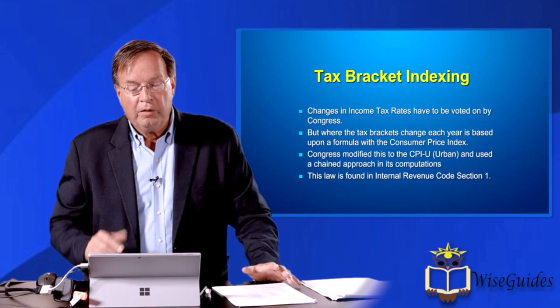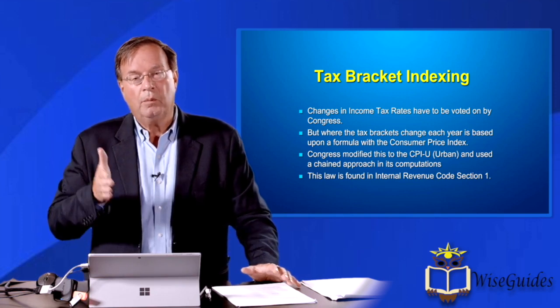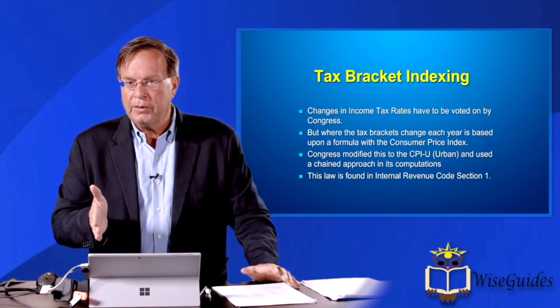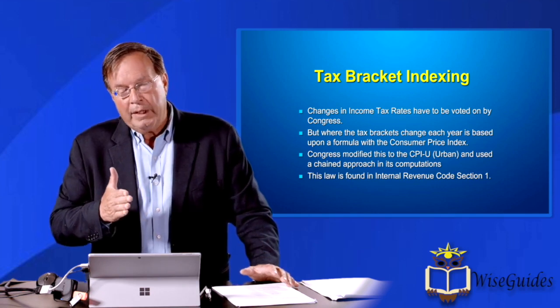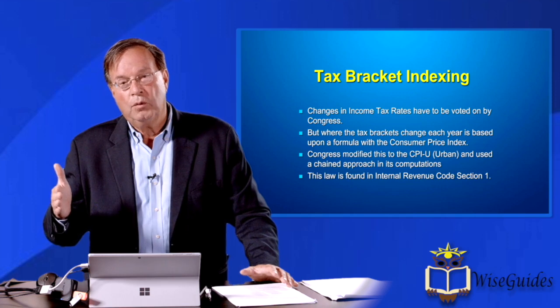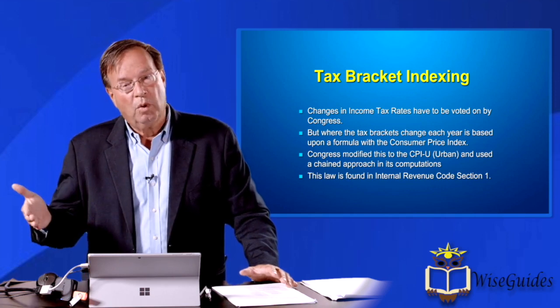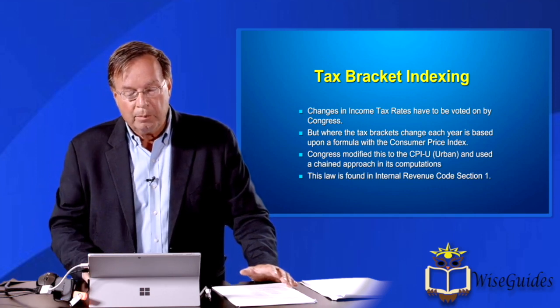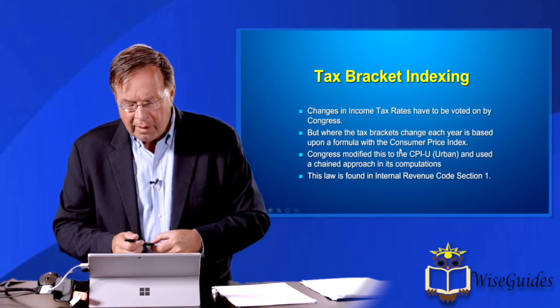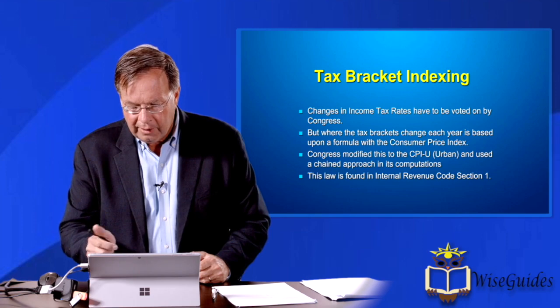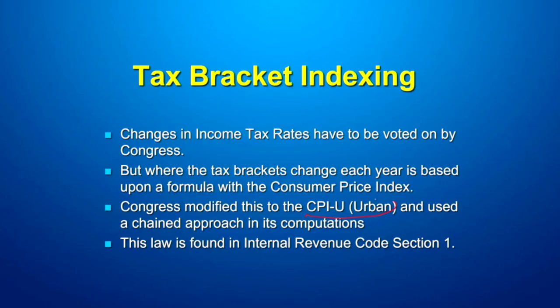Okay? But where the rates break every year is not based upon what Congress passes. That's what happened the first time. Now what happens is cost of living increases, so the rates should now break at this point before we go into the 10% to the 12% bracket. So it goes up just a little bit. Congress modified the rules and they came up with this thing called the Urban CPI Index, which is right in here, just so you can see it.